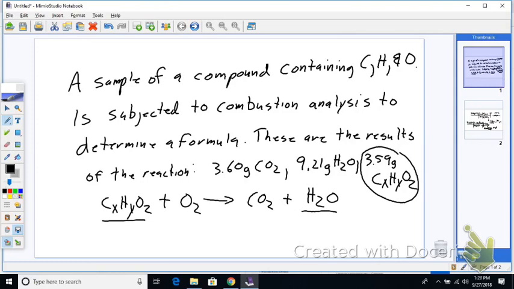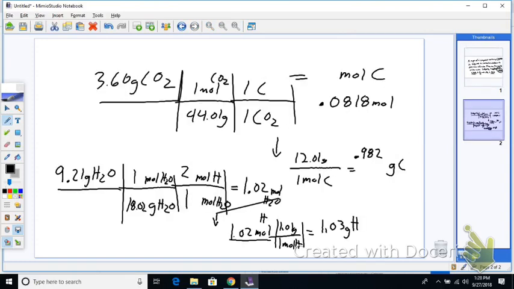Now these 2 oxygens on this side, I cannot use those directly because O2 is adding into that weight. So I'm going to take those 2 values, add them up, and then subtract.